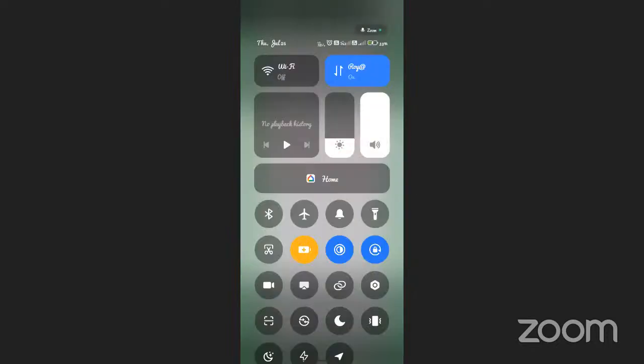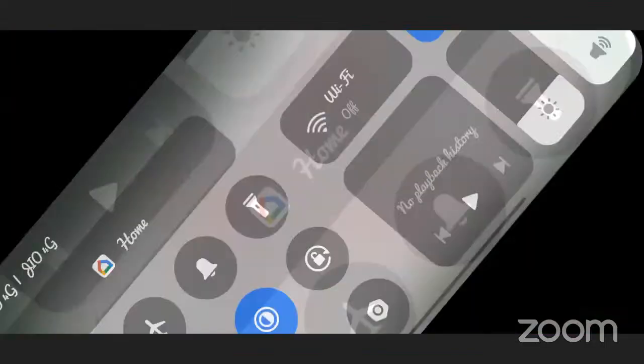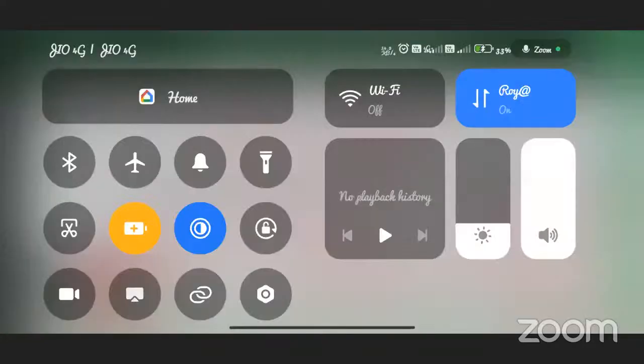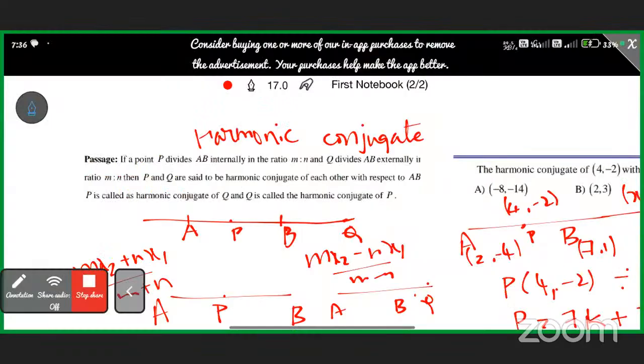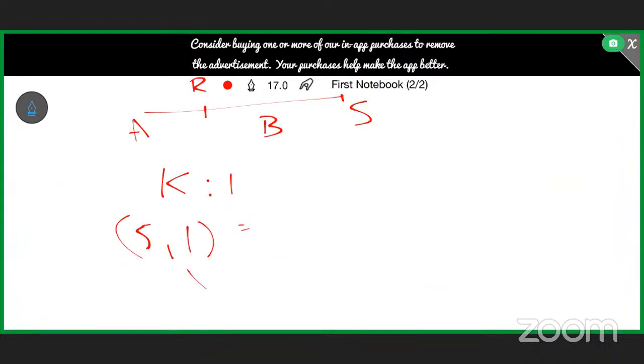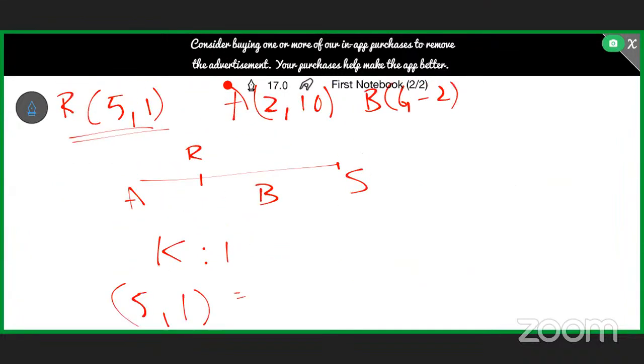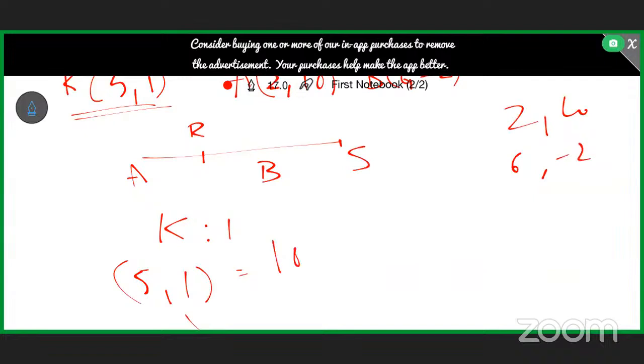It is dividing the line in the ratio K is to 1. So m value is K, n value is 1, and my points are (2, 10) and (6, -2). That is equal to (10K + 2) divided by (K + 1). This will be equal to (-2K + 6) by (K + 1).